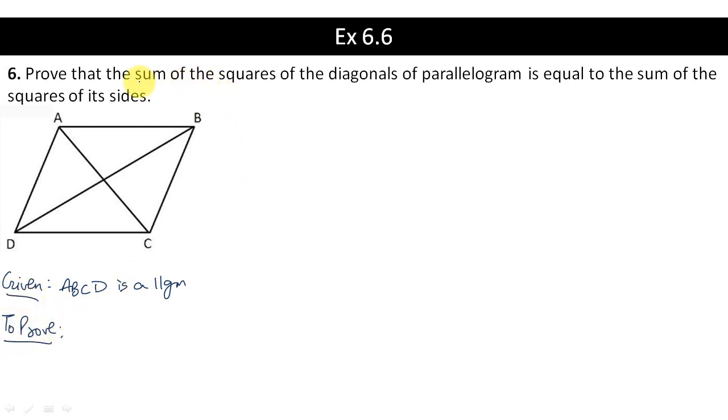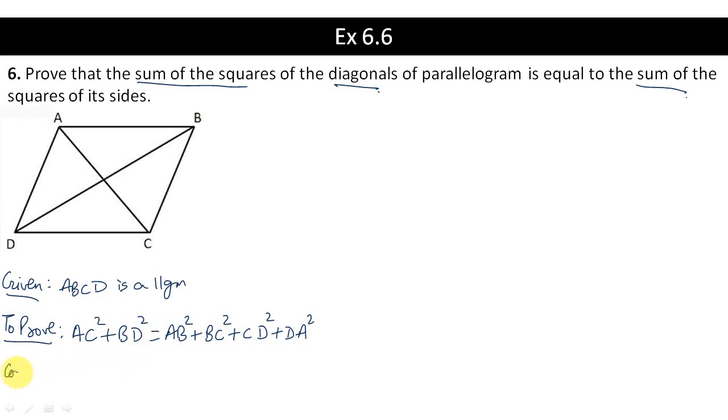that the sum of the squares of the diagonals, that is AC square plus BD square, is equal to the sum of the squares of the sides, that is AB square plus BC square plus CD square plus DA square. So the sum of the squares of the sides AB square, BC square, CD square, DA square will be equal to the sum of the squares of the diagonals, which is AC square plus BD square. So for this we'll do the construction first.